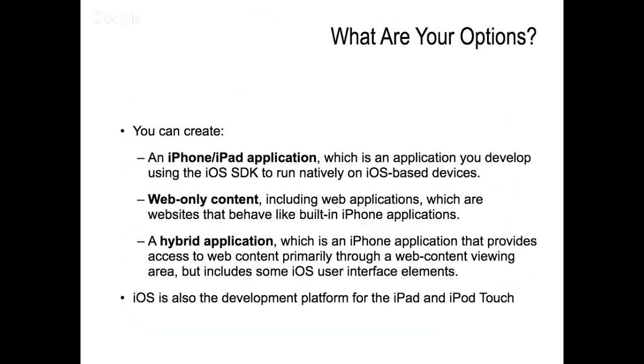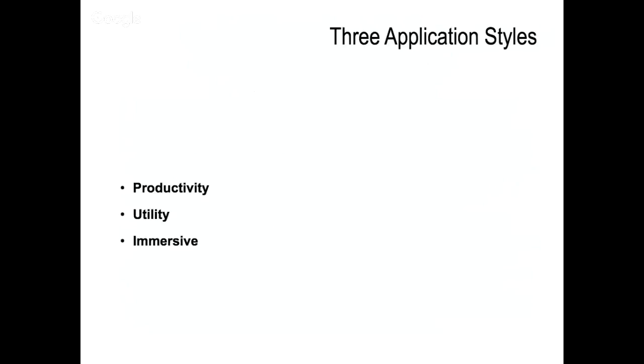So you can develop for iPhone, iPad, web only, hybrid with iOS, and even now today, watch and tablet. There are three styles of applications: productivity, utility, and immersive. Utility would be like a calculator app or thermometer app. Productivity apps would be like Word, Excel, PowerPoint, Keynote. An immersive app is like gaming, where you become a part of the app by your interaction. It could be your movement, it could be finger taps, it could be voice, it could be video, it could be all of the above.